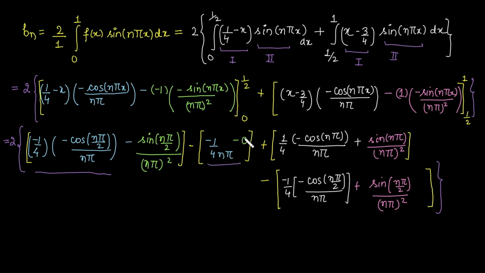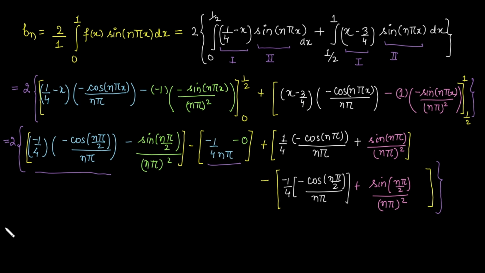In this case, why are we getting a 0? Because when you put 0 over here, sine 0 is 0. So the overall term is 0. So these are the values at upper limit minus lower limit. So this plus sign is as it is. Now put x is equal to 1. We have this term. And in this case, we have this term. Minus, put x is equal to half. So we have this term from here.